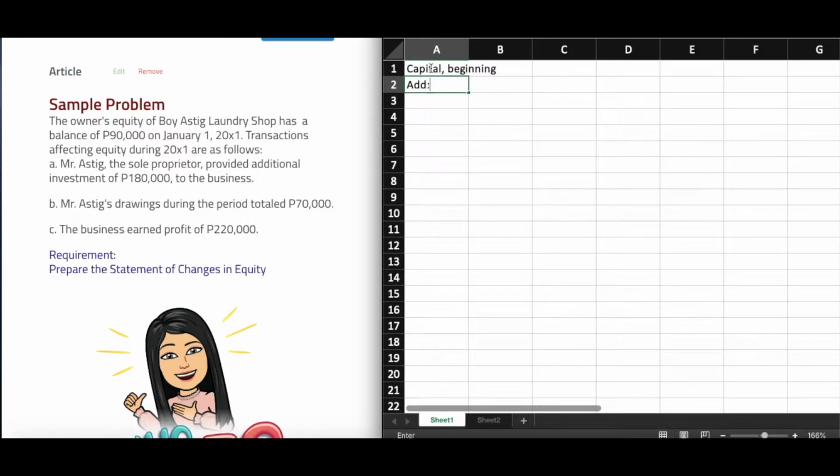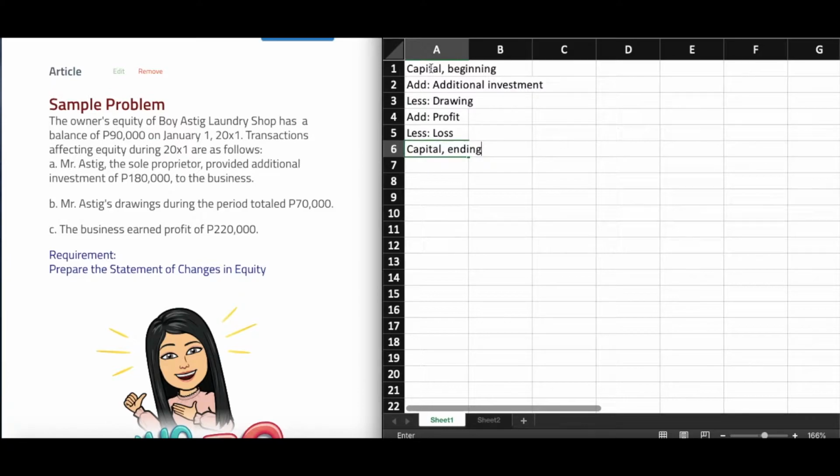And then we add any additional investment and then deduct the drawings or withdrawals, and then we add profit for that year or deduct any losses. So it's either a profit or loss for that year, and then we can now get the capital ending.